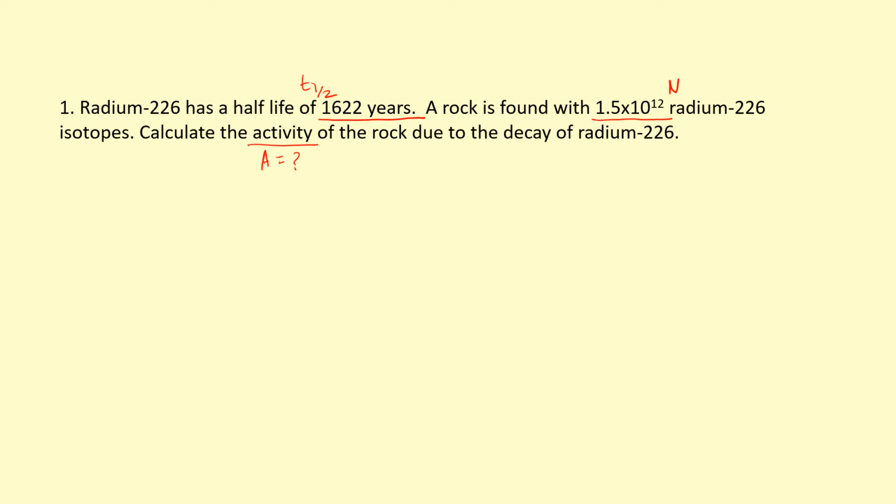The equation to use is A equals lambda N. But the problem is we don't have lambda, but that's okay. We can find it using this equation here, ln 2 over the half-life. Because we want the activity in becquerels, we're going to have to turn the half-life into seconds. So we're going to turn the 1,622 years into seconds. We multiply it by 365 days, 24 hours in each day, 60 minutes in each hour, and then 60 seconds in each minute. So then we've got 1.115 times 10 to the 11 seconds.